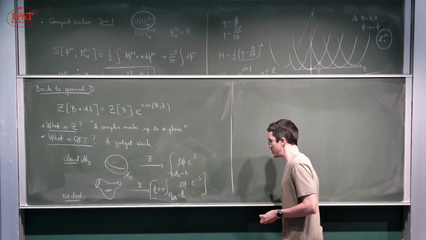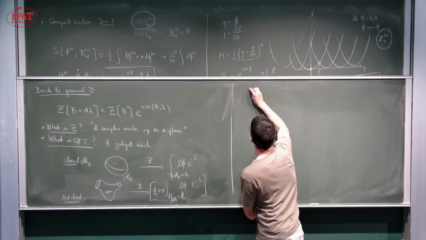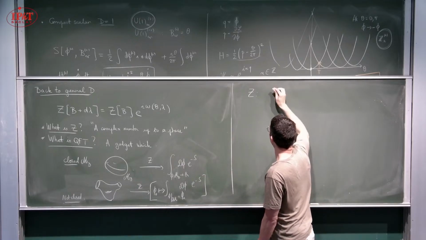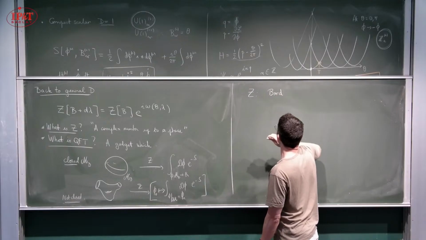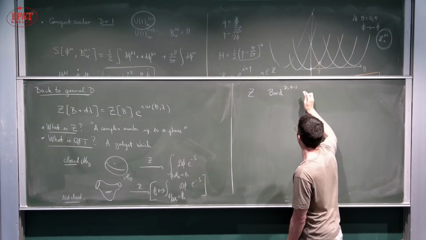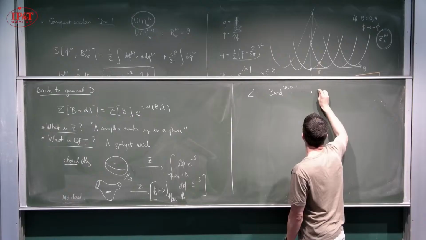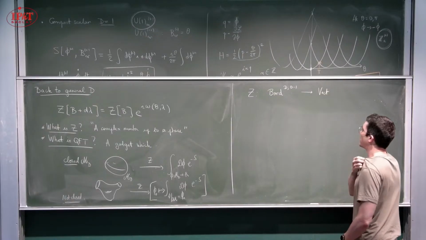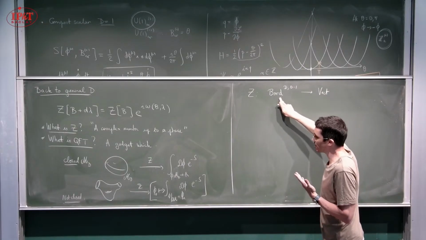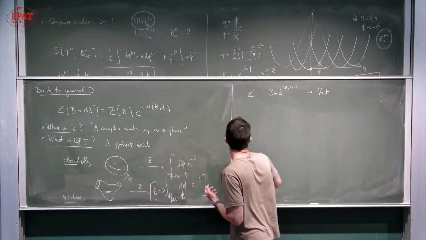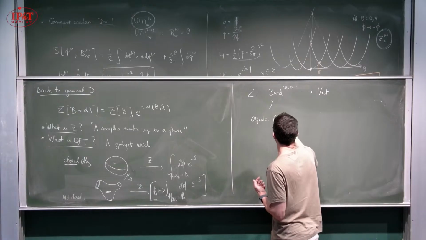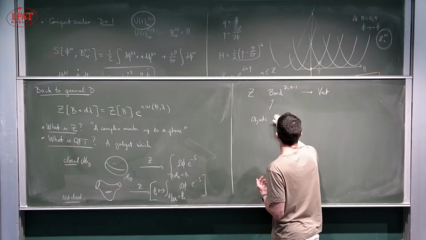You can make these two things compatible by saying that Z is a functor from the category of bordisms, with d and d minus 1, into, let's say, Vect. I'm a bit informal here. So what does this mean? There is a category of bordisms. This is just a category in which the objects are the boundaries. So the objects are d minus 1 dimensional manifolds.